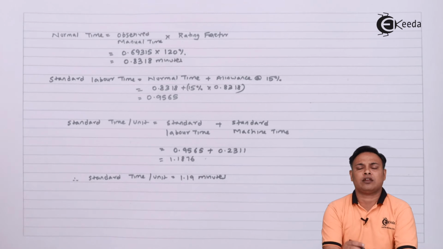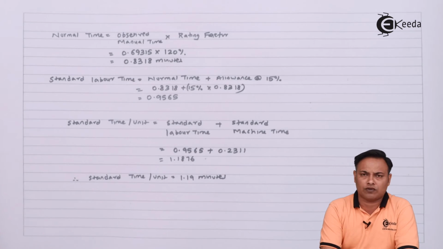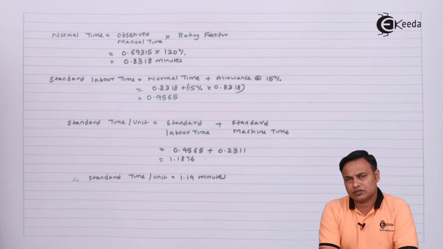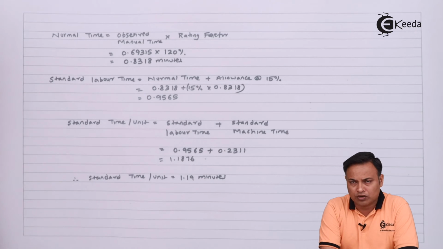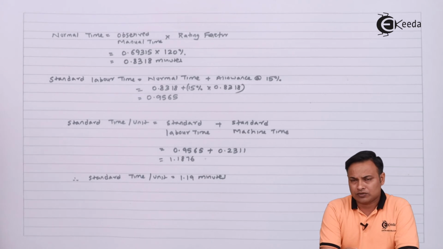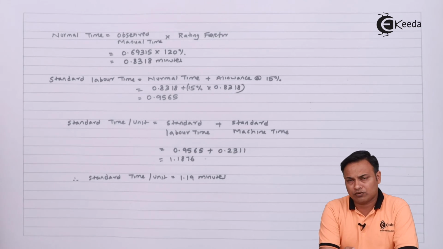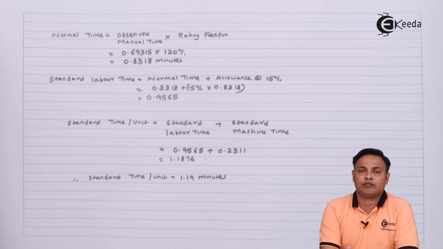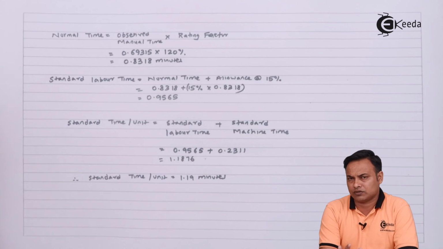So this was a very different problem from what we have done so far, and this is the method normally we adopt while solving such kind of problems. We calculate the standard labor time. We first calculate the number of observations and the number of productive observations. We try to remove the unproductive observations, and based on that we calculate how much production was done during those working observations, and then we calculate the time per unit based on the observations.